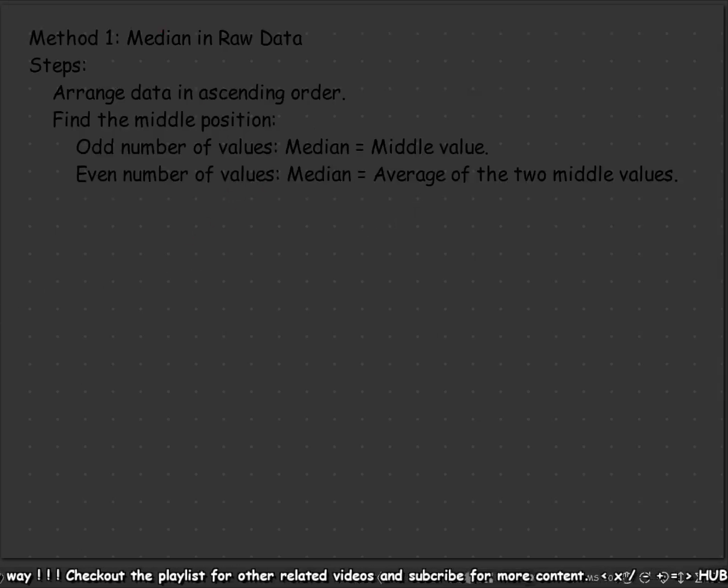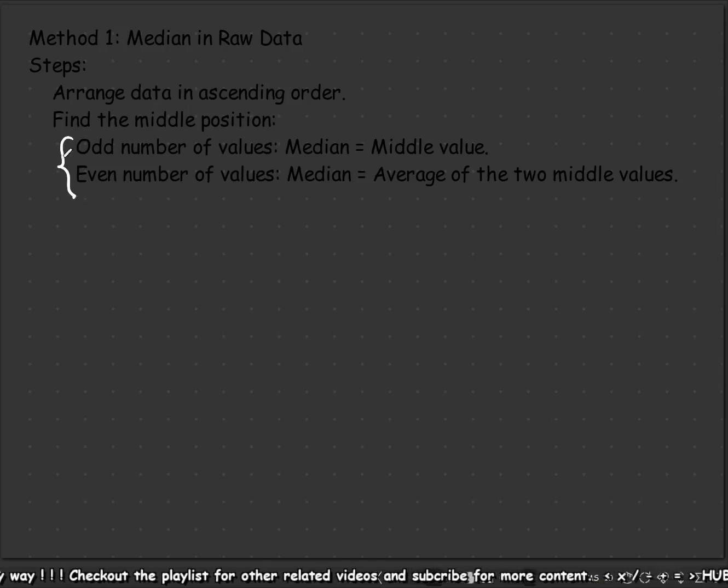So the first one I'm looking at is the median in a raw data set. When we talk of a raw data set, you've been given just some values, right? Just a raw data set here, and then you want to determine the median. There are some steps we need to go through. As I said earlier on, arrange your data in ascending order, and then secondly, you find the middle position. Finding the middle position has got to do with these two items over here.